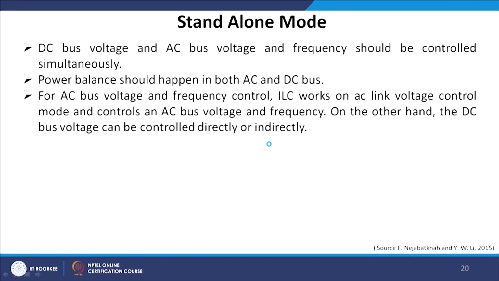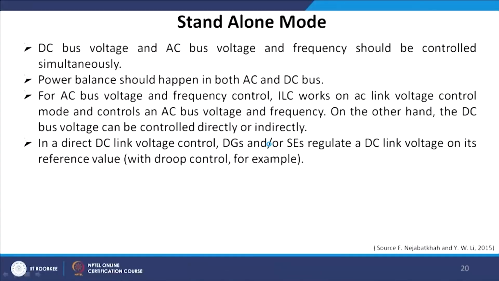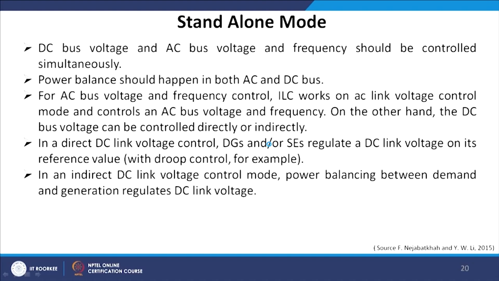On the other hand, the DC bus voltage can be controlled directly or sometimes indirectly. In a direct DC link voltage control, distributed generators and/or the storage elements regulate a DC link voltage to its reference value, for example, through droop control. In an indirect DC link voltage control mode, power balancing between demand and generation regulates my DC link voltage.